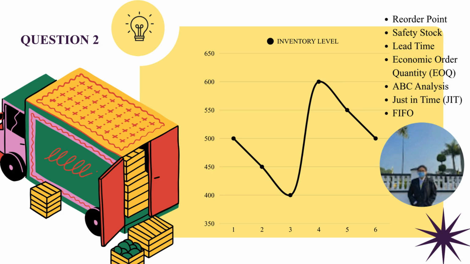All of these technologies help companies move from reactive inventory management, where they only act after a problem occurs, to proactive inventory management, where they anticipate problems and prevent them before they happen.